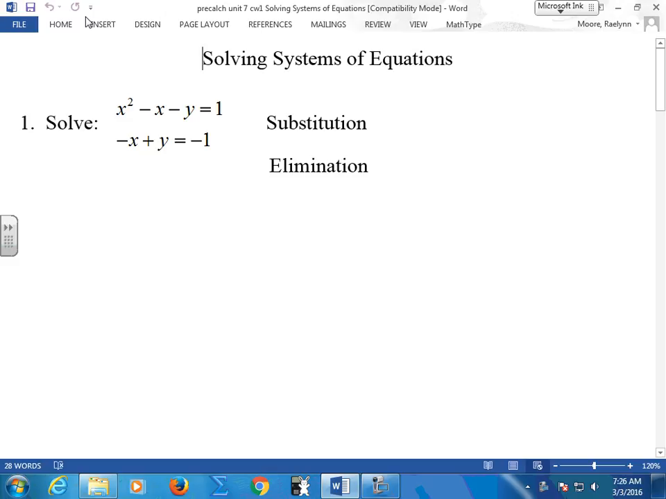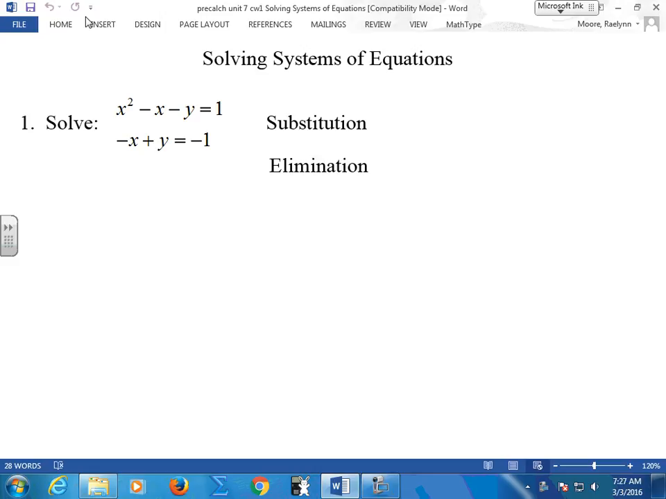Elimination. Line them up and solve it that way. You can solve for one variable, set them y equals, solve that way. There's a number of ways you can do this. So, any suggestions for this one? What would you like to use to solve this?